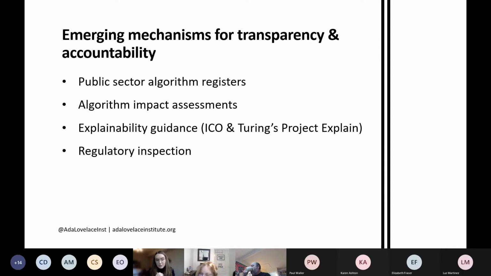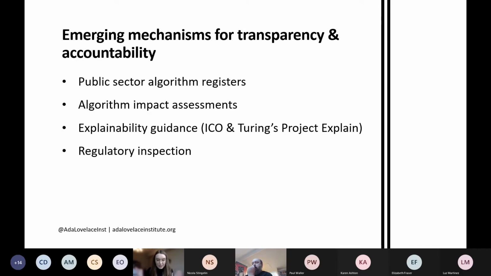There's also been exploration of algorithm impact assessments, which sit slightly separately from existing methods like DPIAs or quality impact assessments, and are really looking, in advance of the deployment of the system and ongoing through its life cycle, at what potential risks we might see in future and how might they be mitigated?